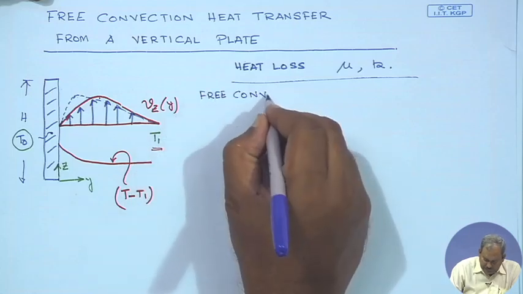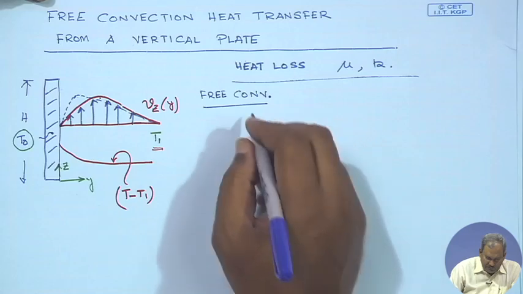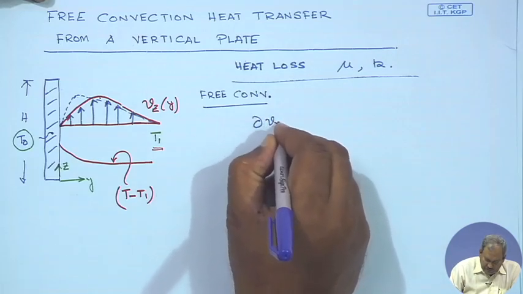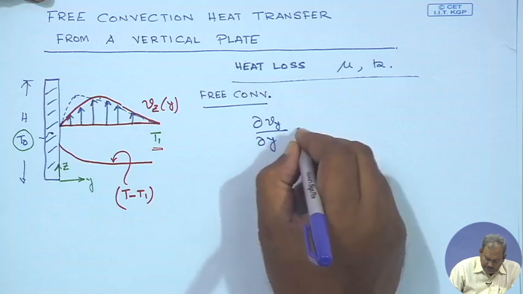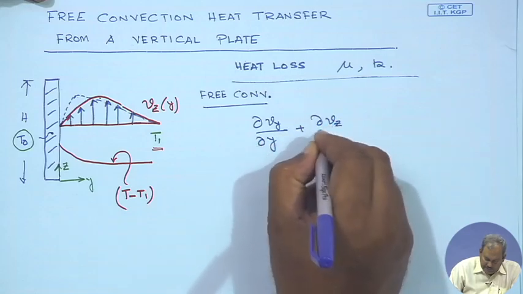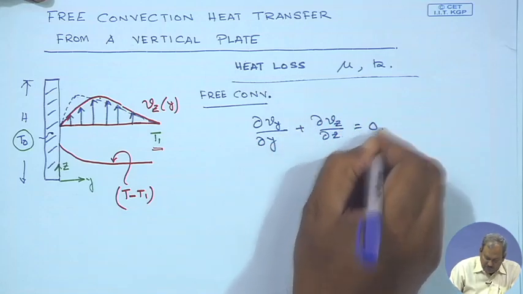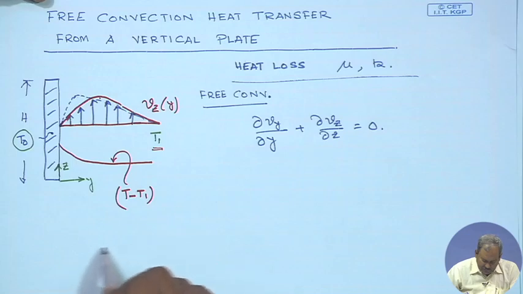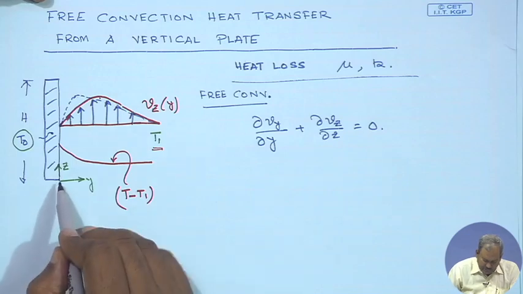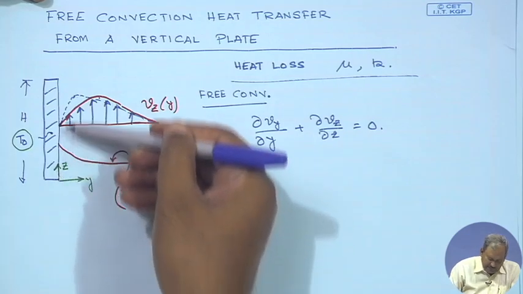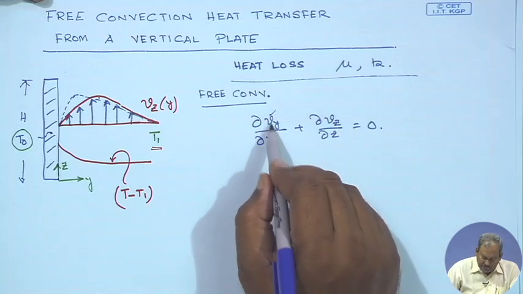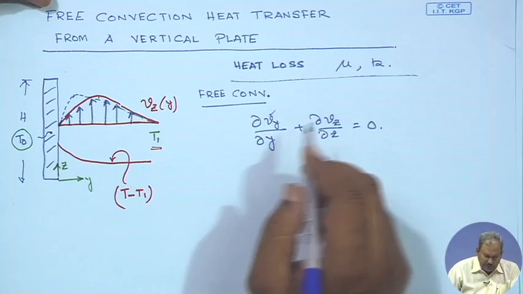and for the equation of motion, I am going to first write the equation of continuity, which is del V y by del y plus del V z by del z equal to 0. There would be some V y, otherwise if there is no V y, then there would not be any replenishment of the hot air that has left this space. So V y, even if small, would still be present in the governing equation.